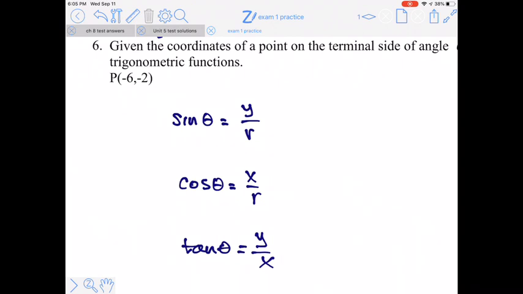Now, where are we getting all these x's and y's and r's? It's coming from a circle, but primarily this is our x value, and that's our y value.